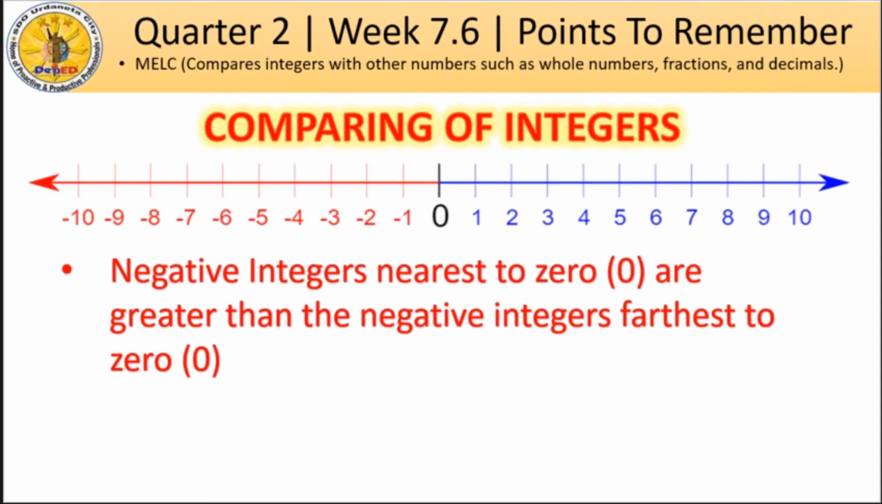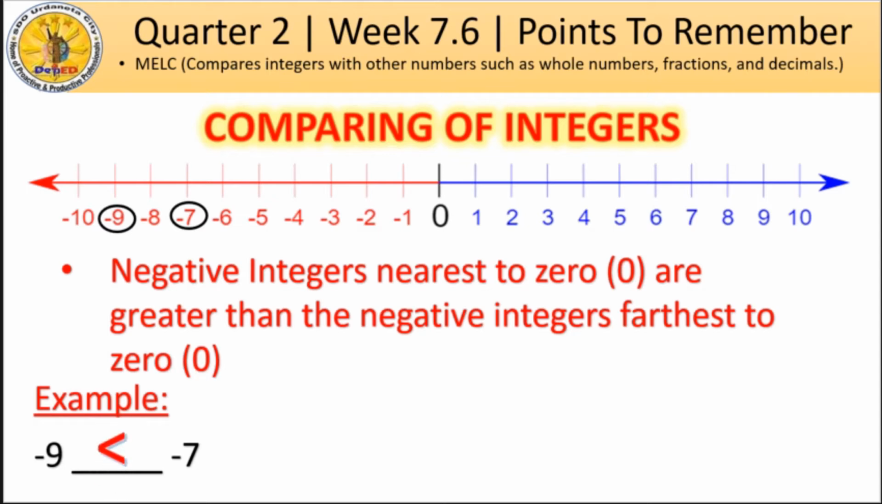The last rule in comparing integers: negative integers nearest to 0 are greater than the negative integers farthest from 0. Example, negative 9 and negative 7. Since negative 9 is farther from 0 than negative 7, then negative 9 is lesser than negative 7. Let's compare negative 4 and negative 6. Since negative 4 is nearer to 0 than negative 6, then negative 4 is greater than negative 6.